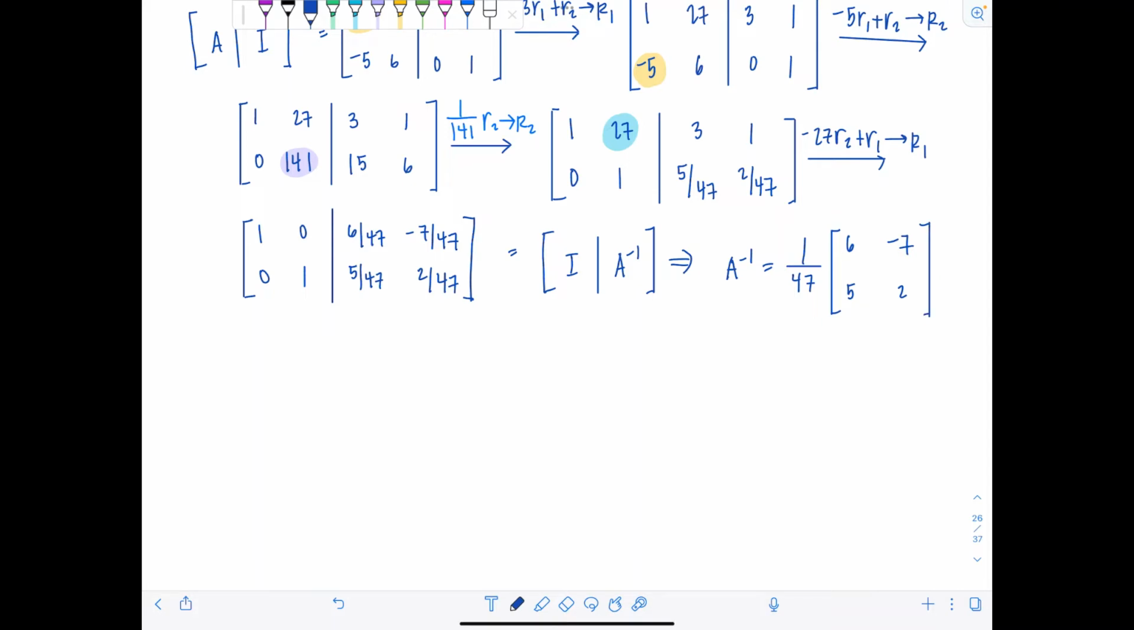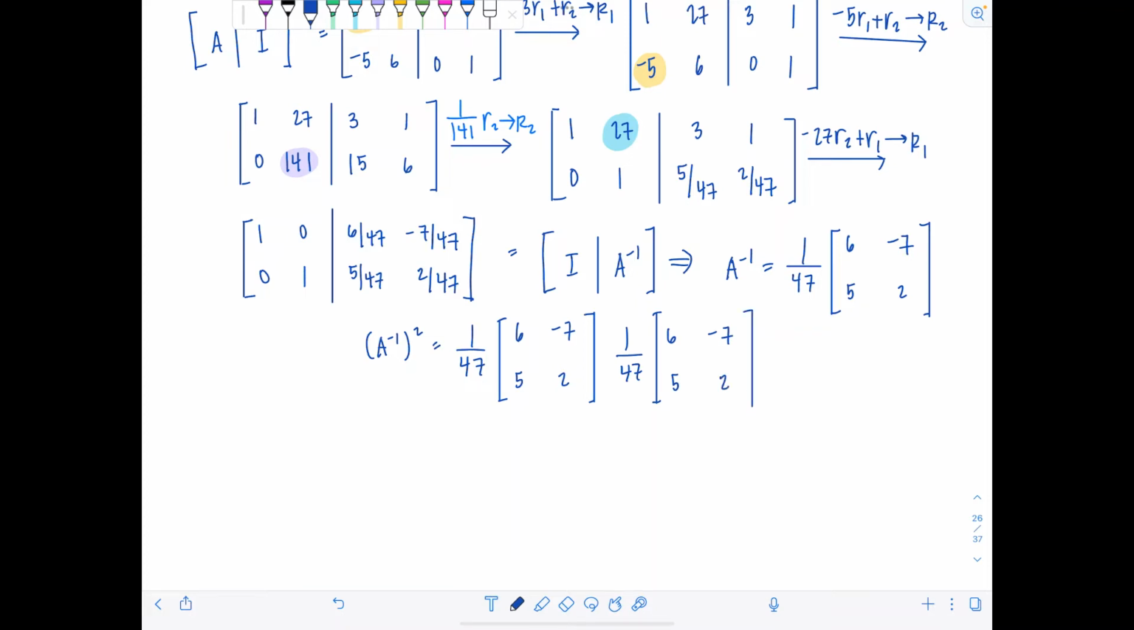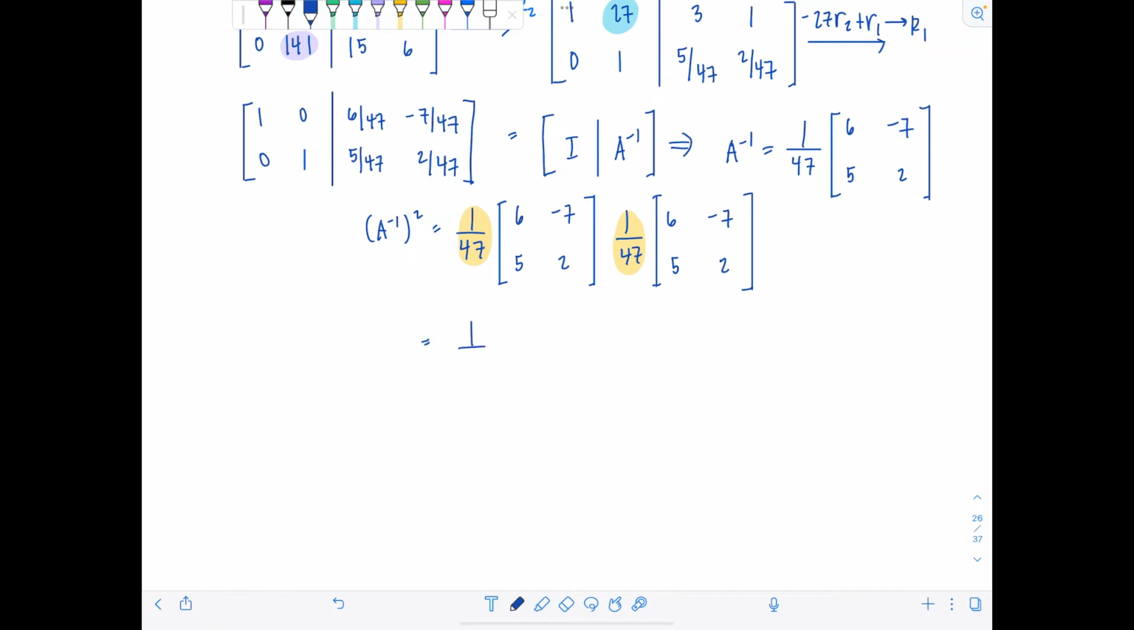So now all that's left is we have to square this inverse. And I want you to notice, you can write it out. Let's write it out twice. So it's 1 over 47 times 6, negative 7, 5, 2. It will be a big game changer to factor out that 1 over 47, because you'll notice now the multiplication of the matrices is so much easier, right? Because we're not going to have all these fractions going on. So when you multiply two matrices, but you also have scalars like that involved, you can just multiply these by each other. So we can rewrite this as 1 over 47 squared, and then go ahead and multiply the matrices.